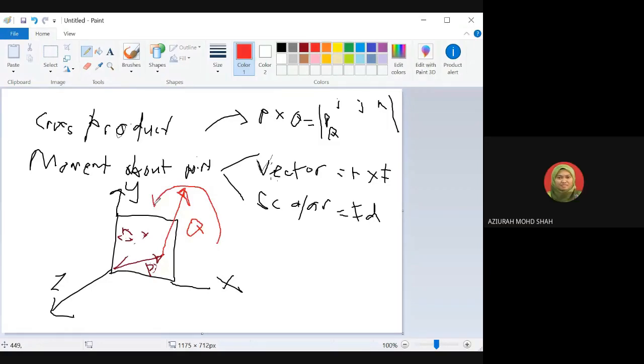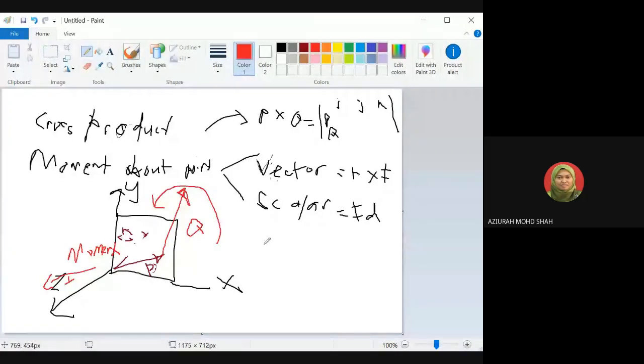Counterclockwise. So this force tends to rotate the body counterclockwise. So for your moment, if you look at your right hand rule, your moment is positive K here. So this is the direction of your moment. This is your moment. It's okay, later we will look at the exercise from last week. Then we do it using vector and using scalar.